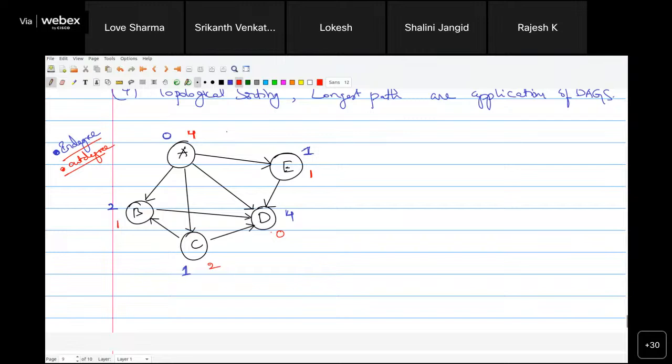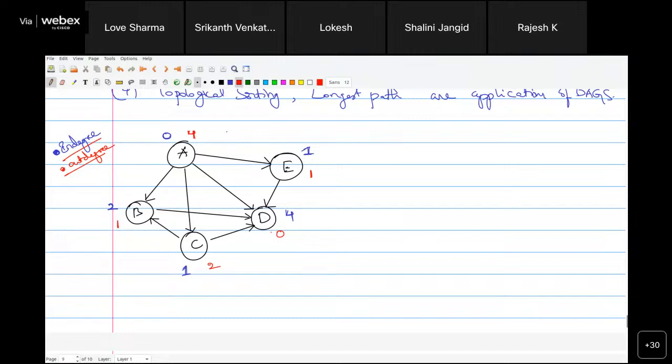Now let's verify our facts clearly. The first fact says there will be one vertex with in degree 0. Is there one? Yes, A. Is there a vertex which has out degree 0? Yes, vertex D has out degree 0. So two facts are okay. The third fact we already checked: there are no cycles. And the fourth is that we can do a topological sorting.